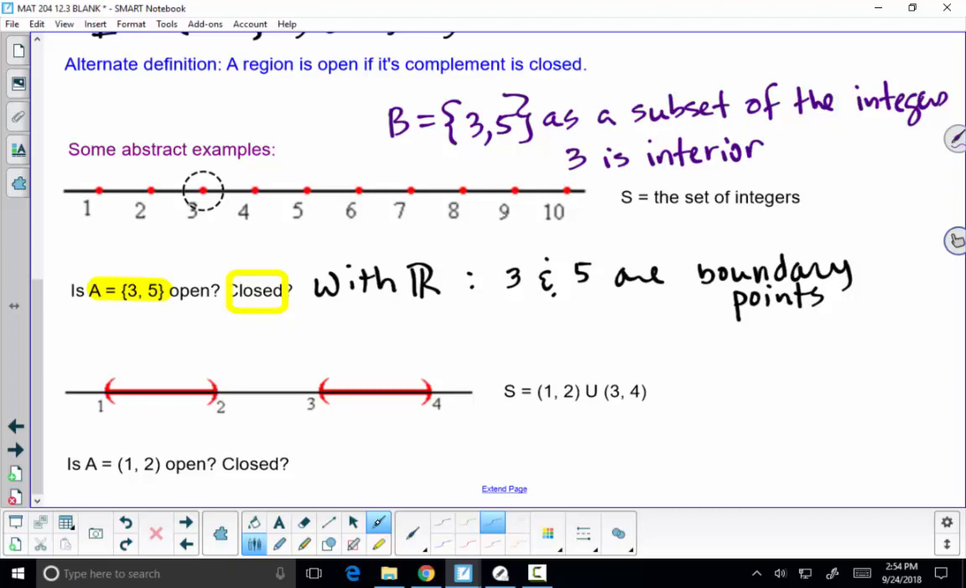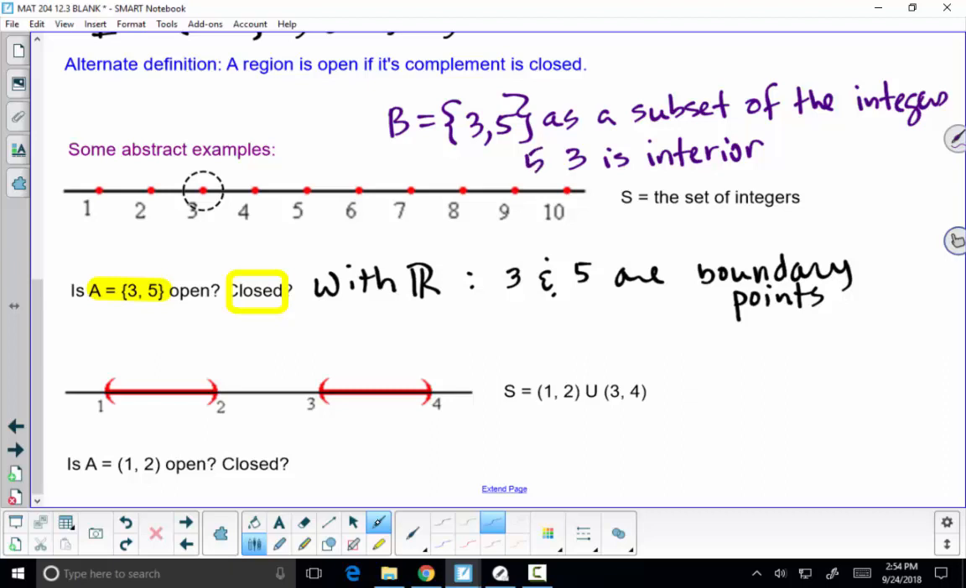So it all depends on the ambient space that you're working with. If you're only allowed to look at integers, you're not allowed to see fractions. You're not allowed to see decimals in between here. If you're only allowed to see integers, isn't that the only integer in this neighborhood? Unless you expand it. Right? But to be an interior point, there just has to be one neighborhood that contains only points that are in the set. So that tells us that 3 is interior, and 5 is also going to be interior.